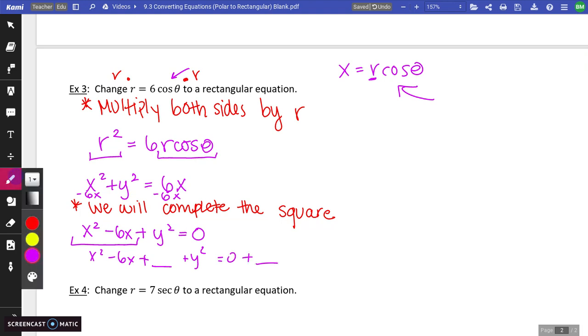it balanced. Remember, to figure out the missing blank here, I take the middle term, 6 divided by 2 equals 3, then square it, which gets 9. Add it to the other side.